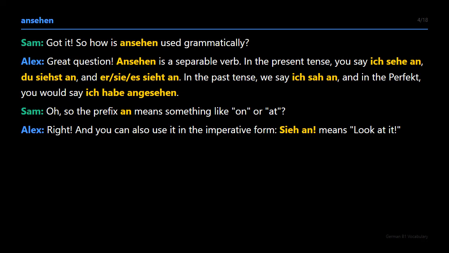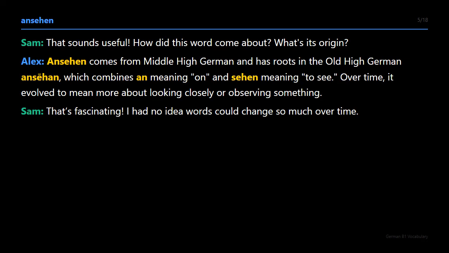Oh, so the prefix means something like on or at. Right. And you can also use it in the imperative form. Sieh an. Means look at it. That sounds useful. How did this word come about? What's its origin?